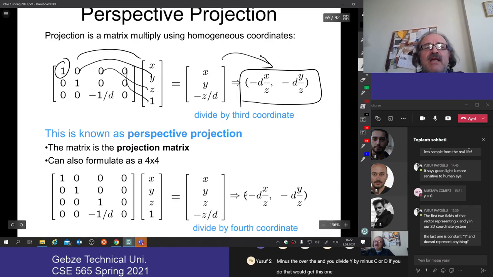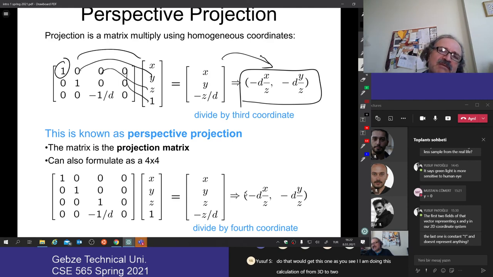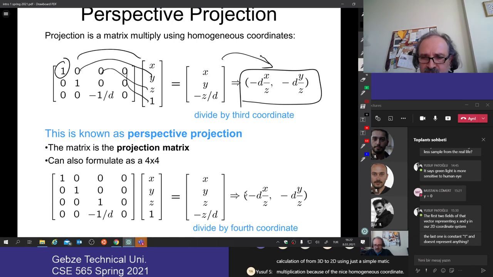As you see, I am doing this calculation from 3D to 2D using just a simple multiplication because of the nice homogeneous coordinate system usage. So it makes my life a lot easier. Just a simple matrix multiplication.